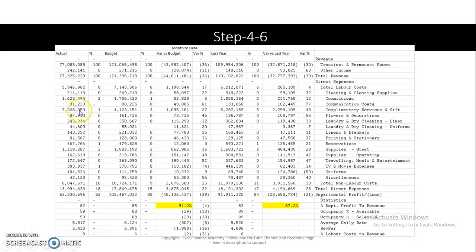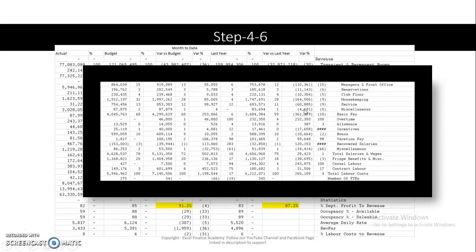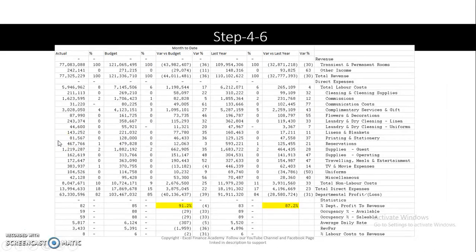Then the next big item is the complimentary services and gifts, which is $3 million compared to 5.2 million last year, or 4.1 million budget. So here we are having a saving of 43% compared to the loss of revenue of 30%, which means the hotel has been able to control the complimentary services and gifts. But compared to the budget it is a different story. It means the budget was done to control the cost even more, however the loss of revenue has reflected it, so not so much significant savings here.